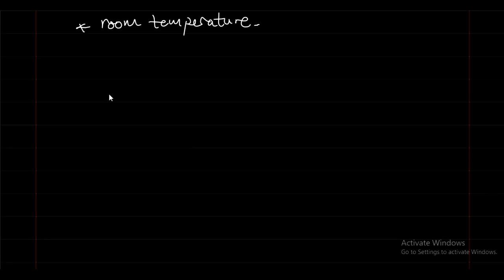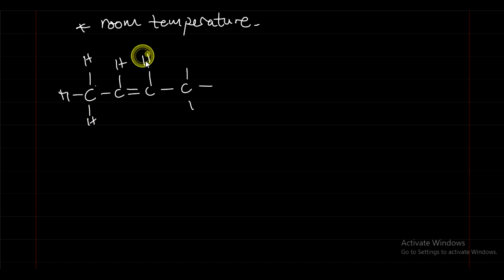So this means that if I have, for example, a molecule like this, plus Br2, what's going to happen is that I'm going to add the Brs on the double bond.